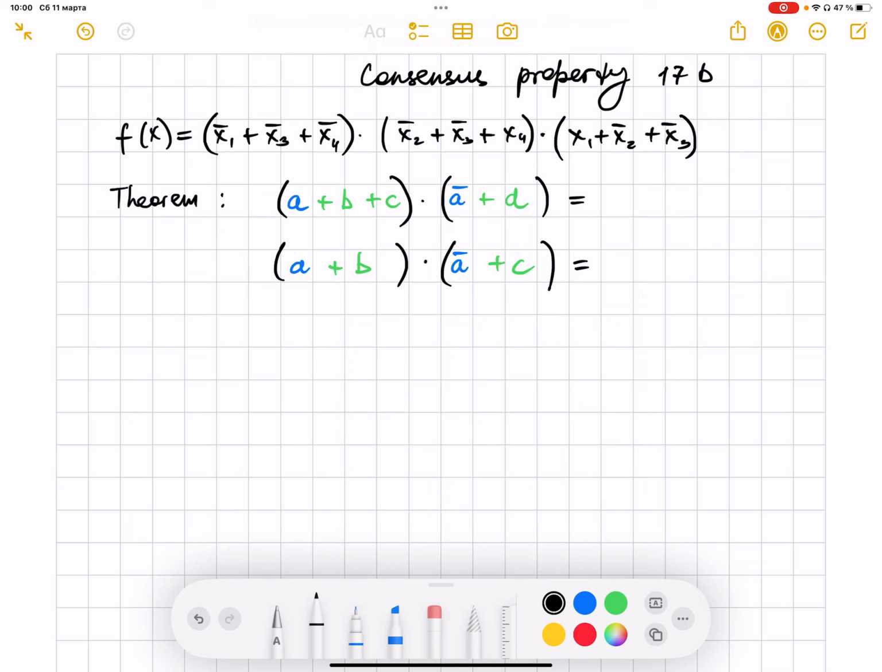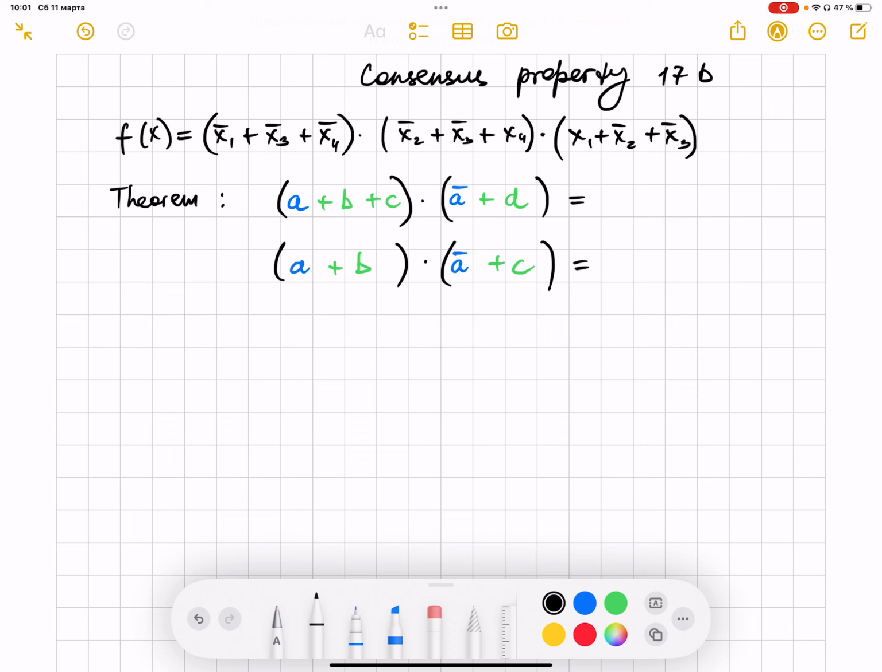Again, hello to everyone. Let's continue our discussion of the consensus property. In the previous tutorial, we talked about property 17a, but now we're going to talk about property 17b. In 17a, you considered sums of products, but in this tutorial, we're going to consider how to use the consensus theorem in order to minimize the product of sums. As you know, we start this discussion of the theorem if you've watched the previous tutorial.